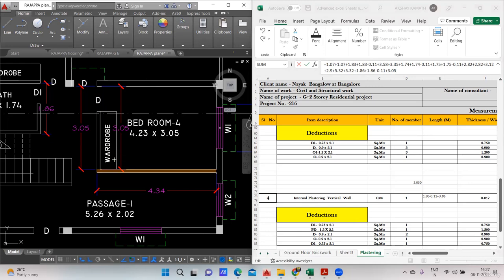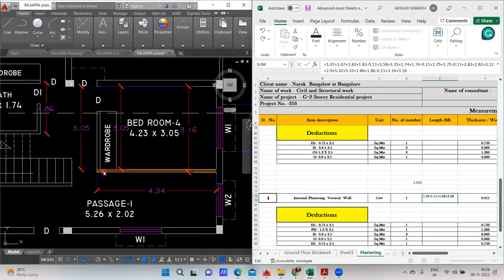No, my vertical plastering will start from this end only. So in that case, I need to take it completely. Sorry for that, it is 3.16. Okay, so right here it is 3.16, not 3.05, plus inside also it is 3.16.